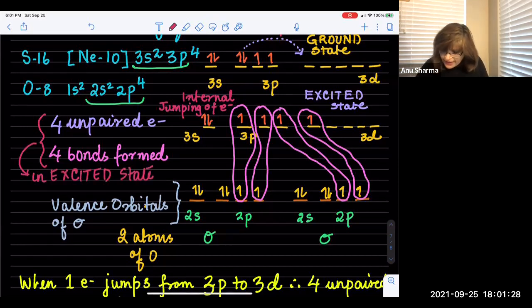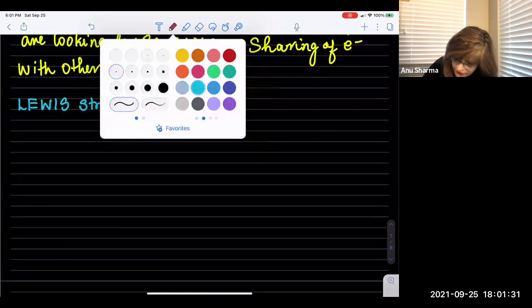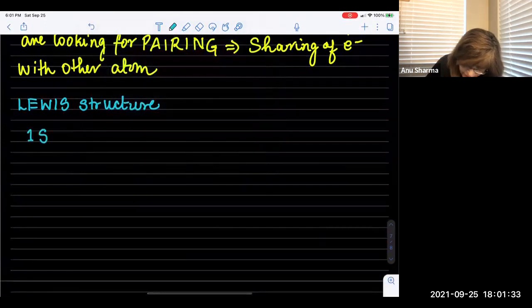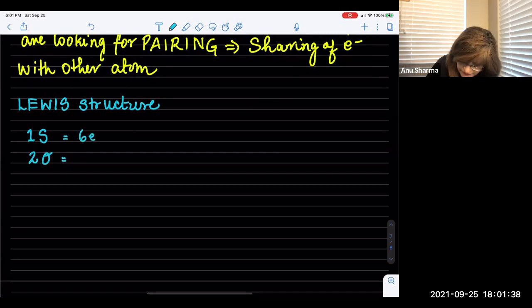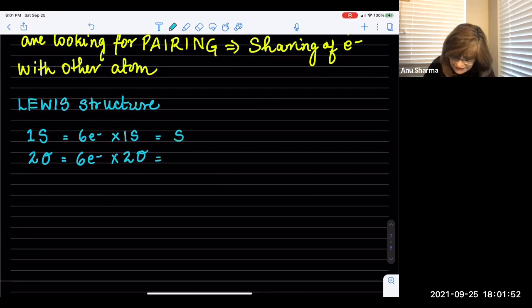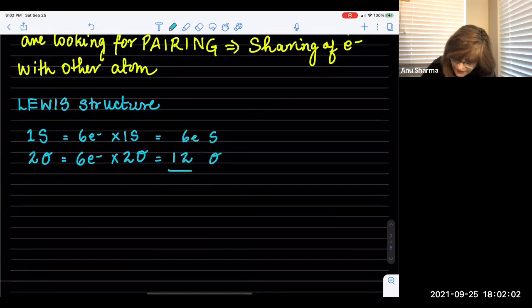All right, now let's look at the orbital diagram quickly. So we are looking at sulfur. Sulfur is one and there are two oxygens. Sulfur is bringing six electrons and there's only one sulfur atom. There are two oxygens and each of them is bringing six electrons. So we have six electrons coming from sulfur and 12 electrons coming from oxygens, for a total of 18 electrons.